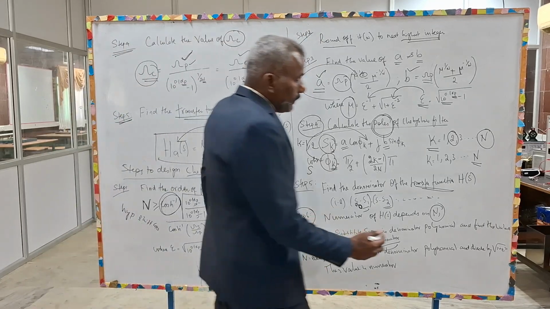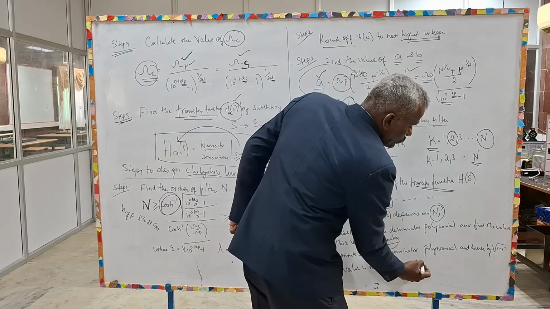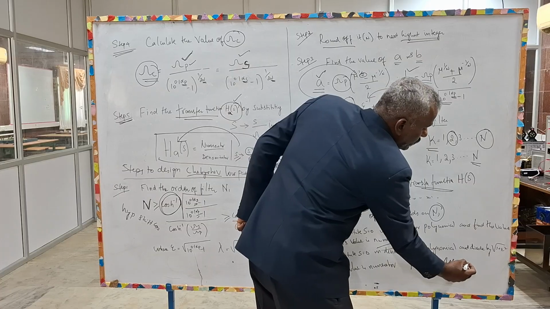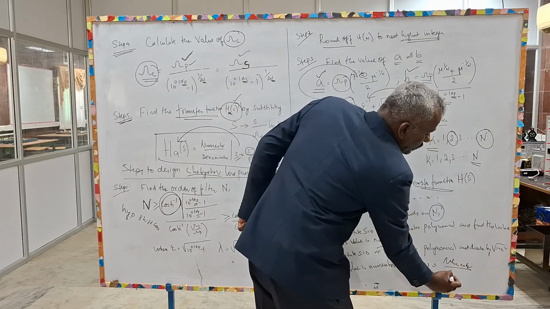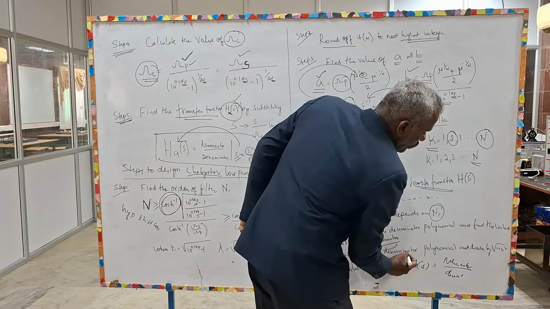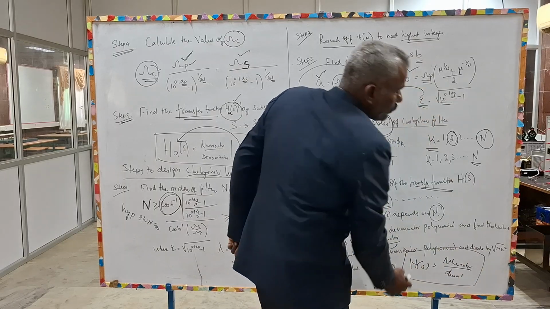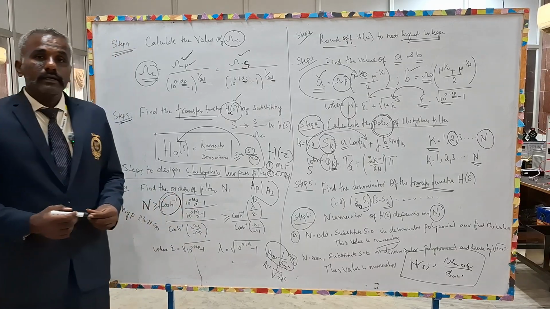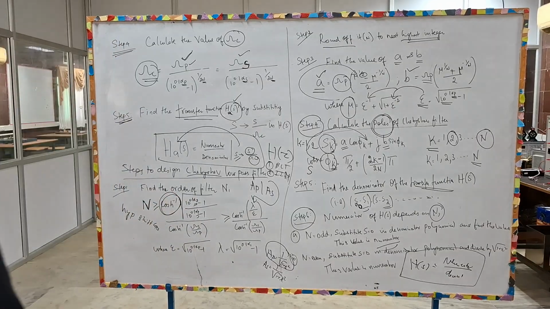So finally the overall transfer function H(s) can be obtained from the numerator divided by the denominator value. So this is the overall analog transfer function obtained from the Chebyshev filter design problem.